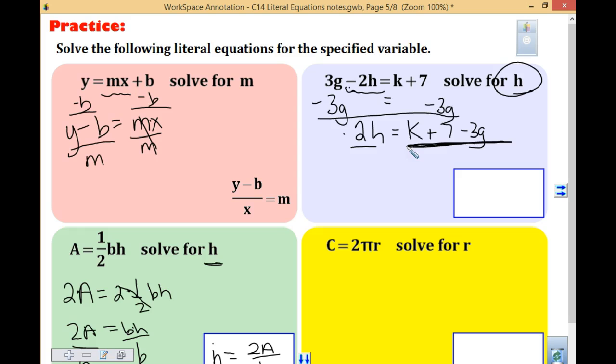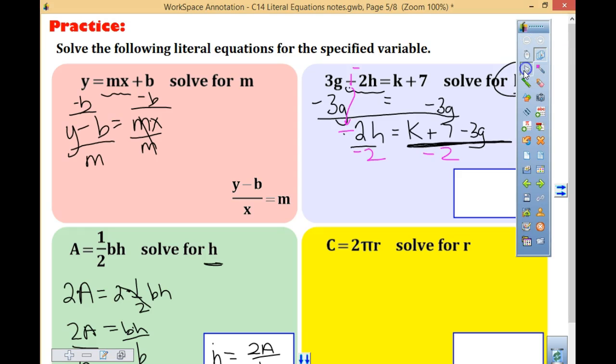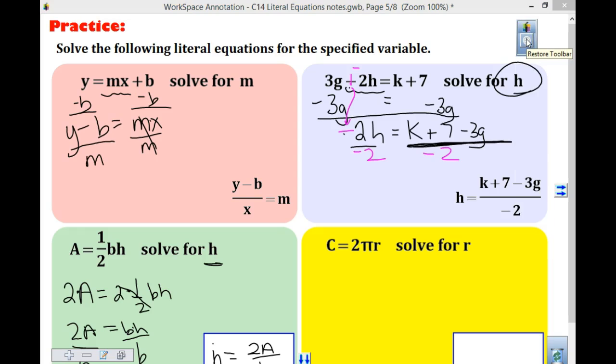This is probably a really common mistake that a lot of you make. You forget that this has a negative in front of it. So again, my hint of changing things to plus and negative, because we want to divide by negative 2 as we are looking at that. So what does my answer look like if I look at that problem? I'm going to write it as k plus 7 minus 3g all divided by negative 2. Very ugly, isn't it?